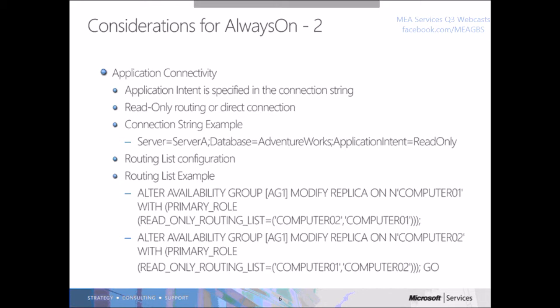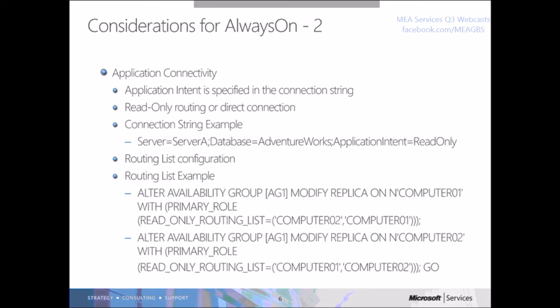As you see in the example, to configure read-only routing for the secondary role, in the modify replica clause, you need to specify the secondary role option. Likewise, to configure the read-only role in the primary, you have to use the modify replica with clause and specify the primary role option. So here we have used computer 1 and computer 2 to identify the instances. That's something we can do in order to offload read-only connections to the second node or the mirror node, for example.